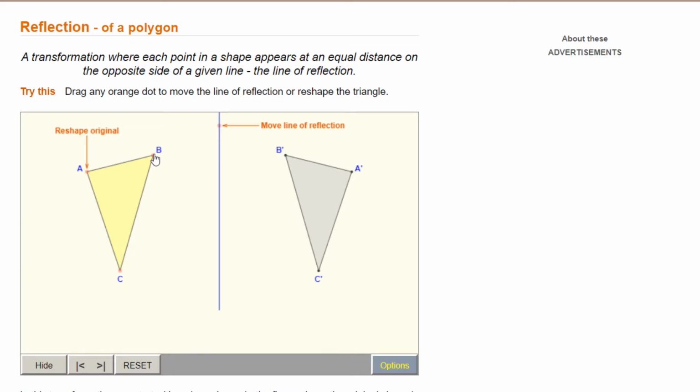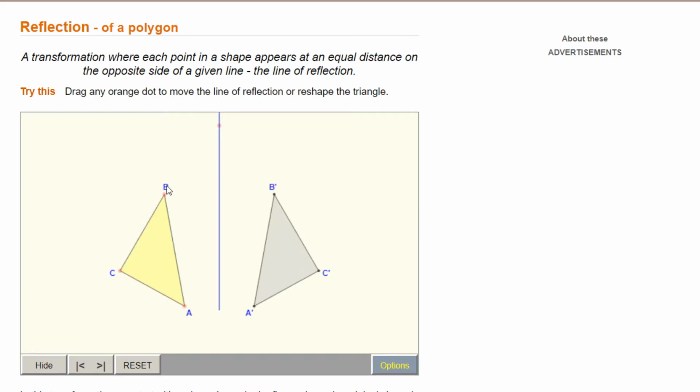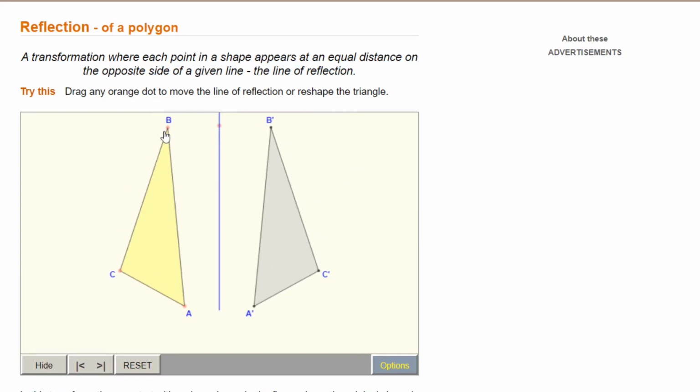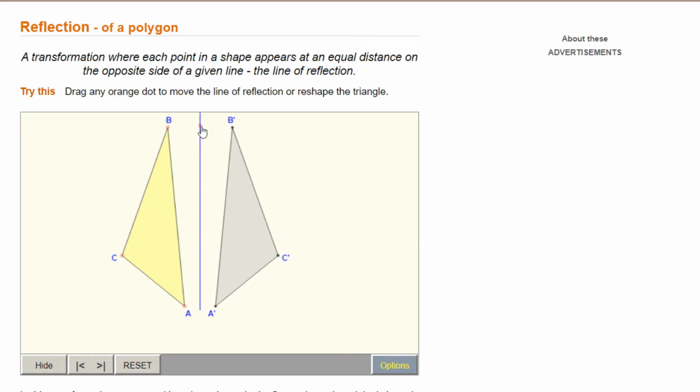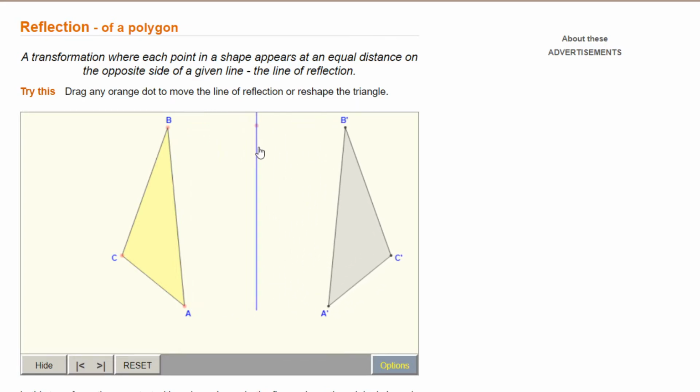So the idea here is you can make any triangle. Let's put A over here, we'll put B up at the top, and we'll put C right there. And then this blue line is our line of reflection, so I can move it really close to our original, and then our points get very close together. I can move it far away from our original, and our points get further away.